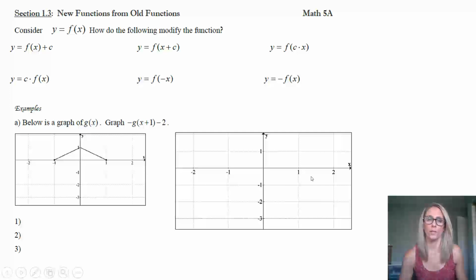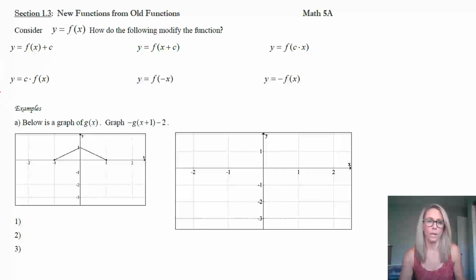Section 1.3, new functions from old functions. So we're going to consider a function, y equals f of x, and that could be any function. But when you take that function and do certain things to it, it creates a function that's very similar but looks a little bit different.